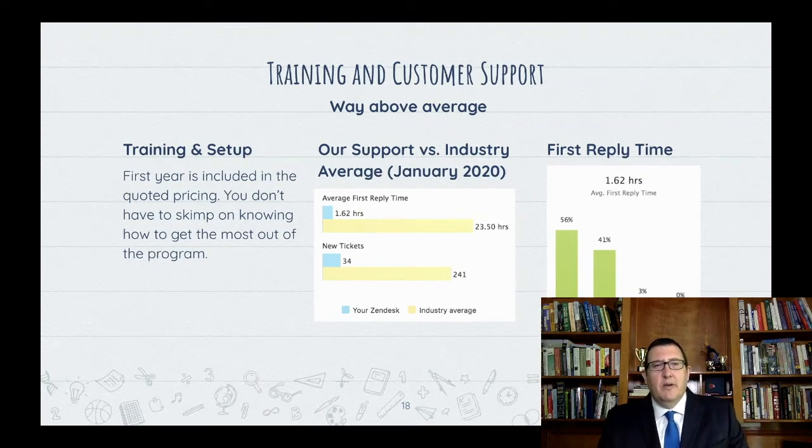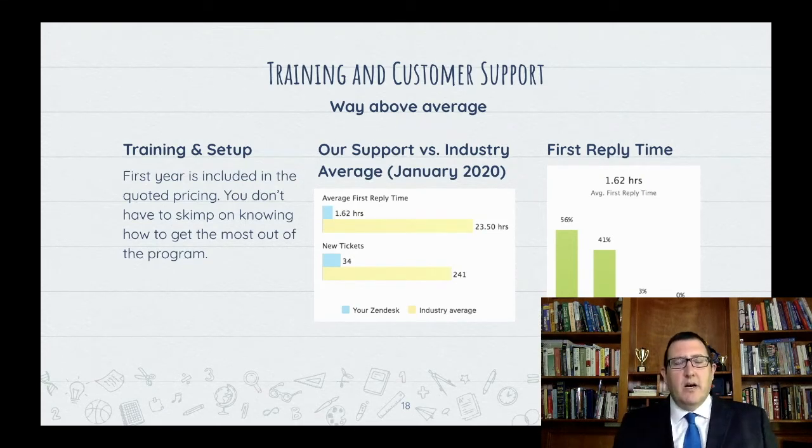Training and setup is included in the first year cost with no additional cost. So you're not going to see a big drop after your first year's price, but you're also not going to see a huge increase in that first year. Training and setup is included.